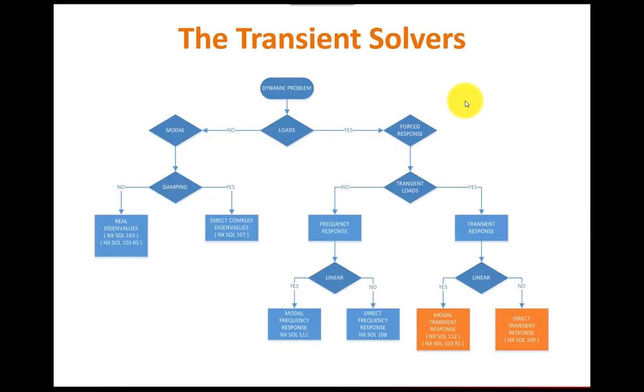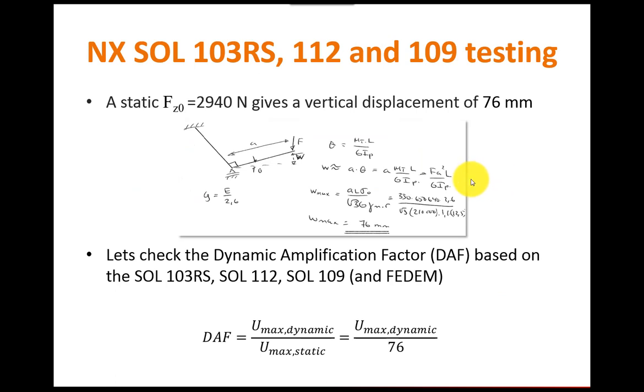In NX, you have different solvers to choose between when you do transient dynamics. First, you have SOL109 RS, and then SOL112, which I will run, and then I will also show you how to set up and run 109 and FEDEM as well. In the exam, the students are asked to calculate the vertical displacement for a static load of 2,940 newtons. And the exact solution is 76 millimeters.